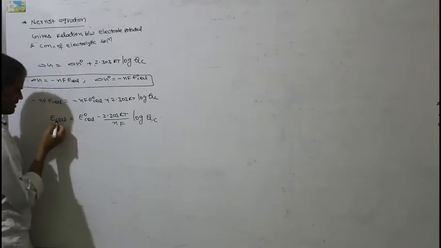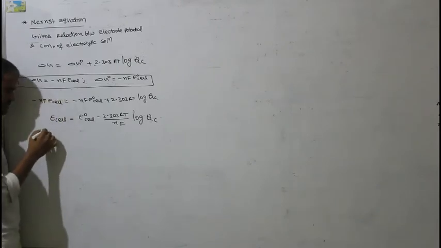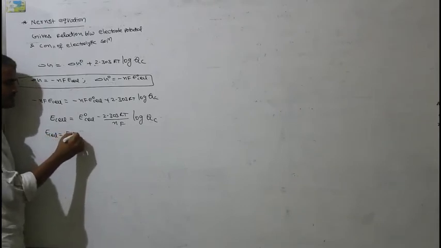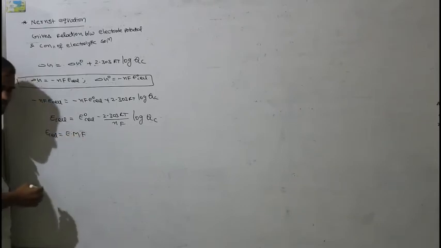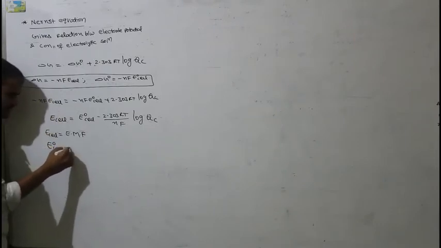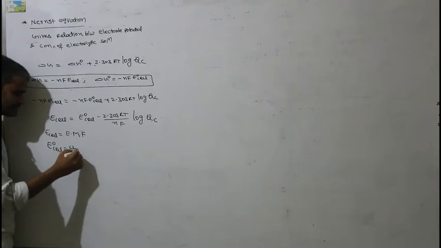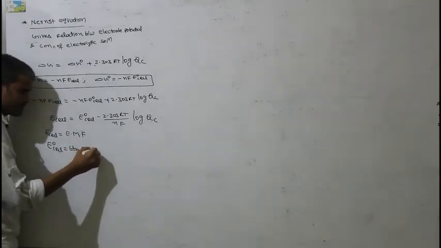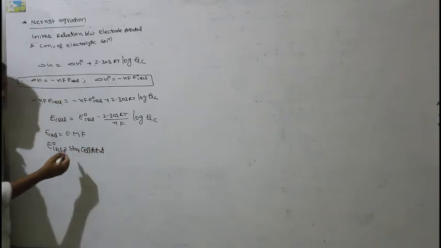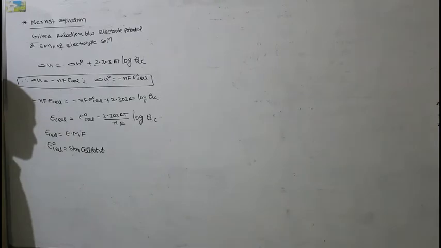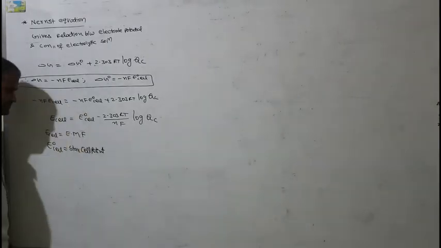Here E cell indicates the EMF, electromotive force. E naught cell indicates the standard cell potential. Already we know the E naught cell formula: E cathode, reduction potential of the cathode, minus reduction potential of the anode.